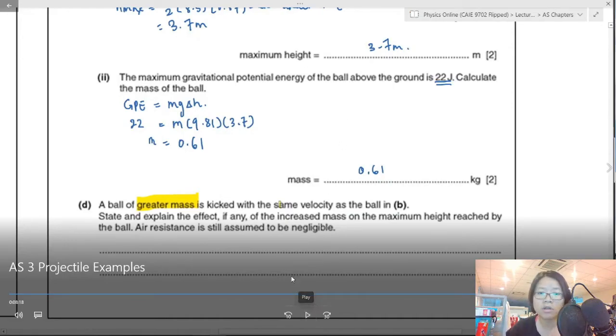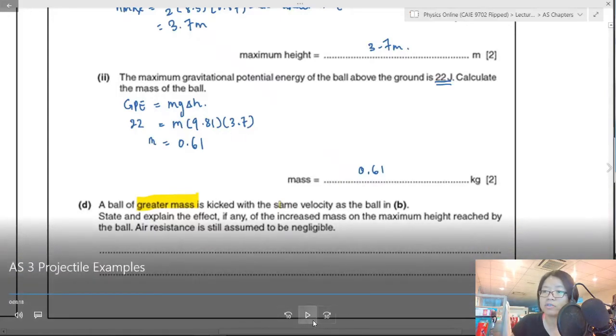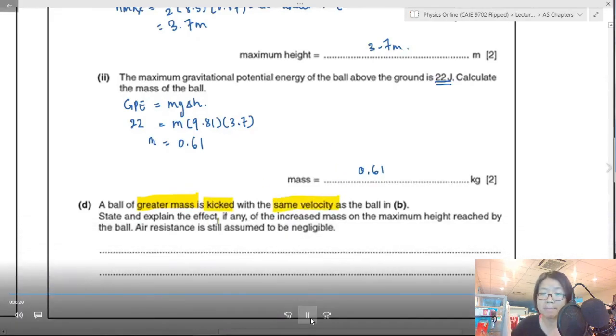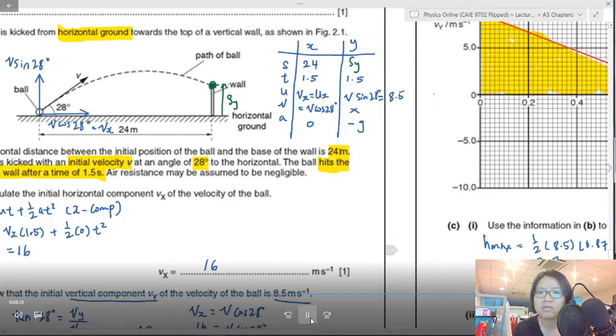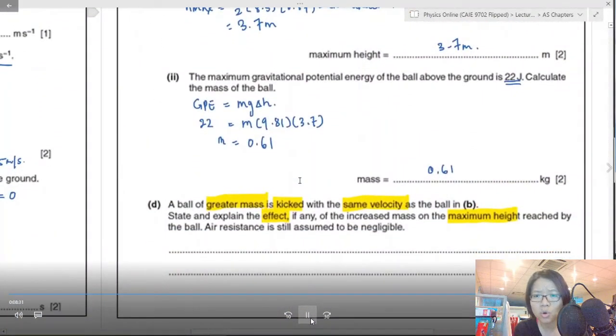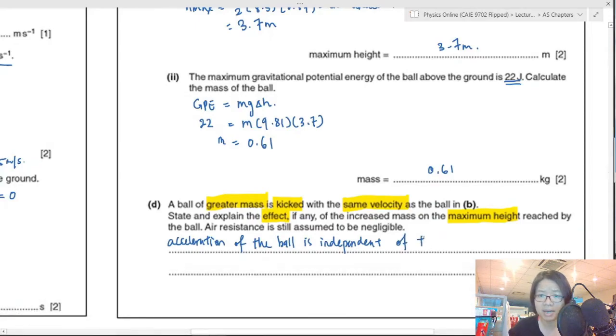So next, a ball of greater mass. So now we replace the ball with a heavier ball, but we are kicking it at the same velocity. So if it's the same velocity, means it will have the same trajectory. Really? So is there any effect on the maximum height? Now if you look at this one, is there any term in M? No, right? So mass will actually not affect your acceleration. So you can see that your acceleration of the ball is independent of mass.